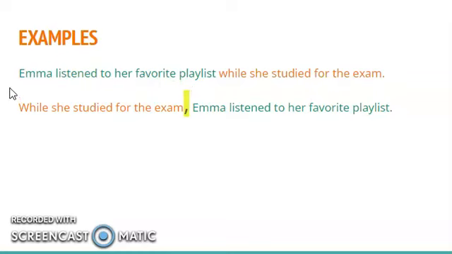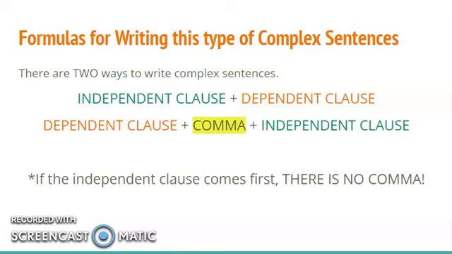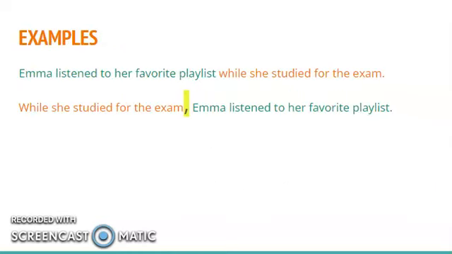So, because in this first sentence we have the independent clause first, as you see in this formula here, we do not need a comma. Emma listened to her favorite playlist while she studied for the exam. So if that AWUBIS, or subordinating conjunction, comes in the middle, we don't need a comma. But if a sentence starts with the dependent clause, it starts with that subordinating conjunction, it starts with that AWUBIS, then after that dependent clause, we will need a comma. While she studied for the exam, comma, Emma listened to her favorite playlist.